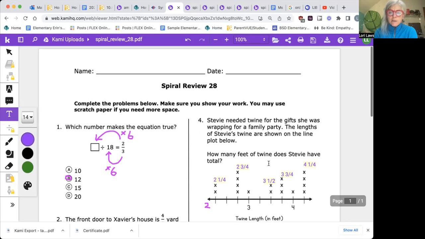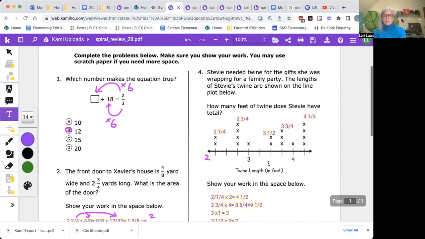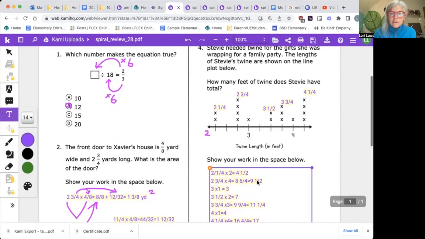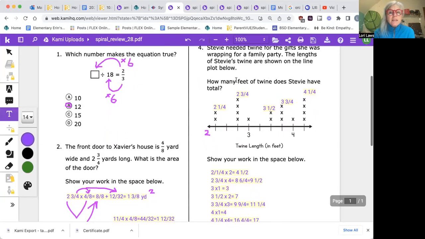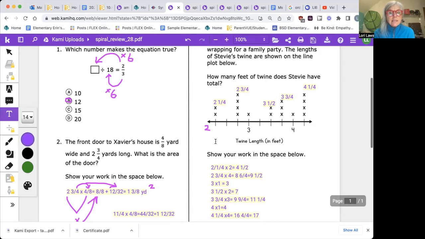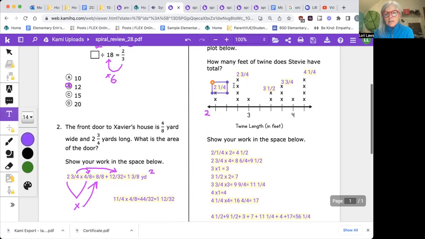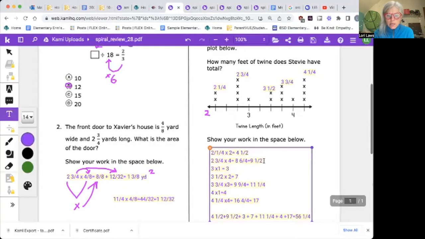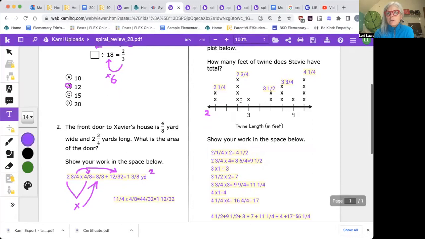4, Stevie needed twine for gifts. She's wrapping. This was a hard one. The lengths of Stevie's twine are shown on the line plot below. How many feet of twine does Stevie have in total? So this one was really tedious. You had to figure out what the length was for each one, which I wrote in purple. Then you had to do your equations for each one, like 2 times 2 1/4, 4 times 2 3/4.